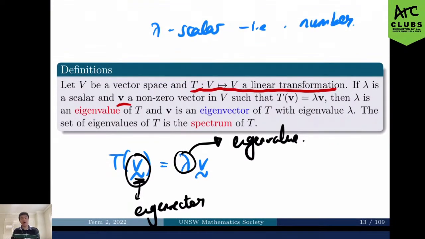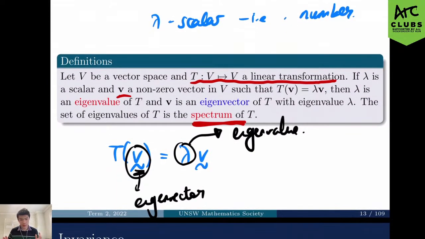And just some notation you might not have seen in first year, spectrum. So the set of eigenvalues of t is called the spectrum, right? So all these values that satisfy this equation, they are called the spectrum of t.